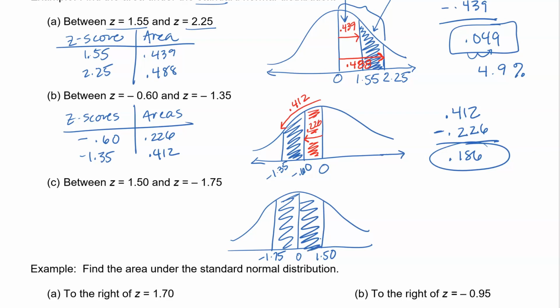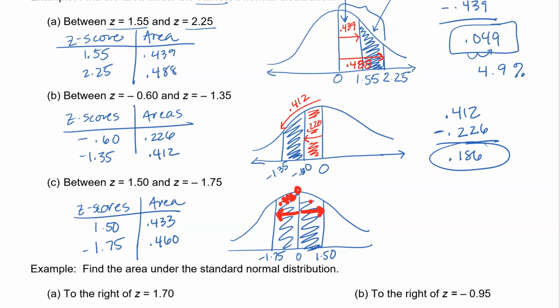Now this is an easier type of problem, because let's write down these areas and then we'll see. So we've got our z-scores and then the area. If I look up 1.50, I get 0.433, and if I look up negative 1.75 or 1.75, I get 0.460. So if I go ahead and label my curve, from here to here is 0.460, and from here to here is 0.433. In this case, I am actually given the areas that I want, so I'm going to add these together.